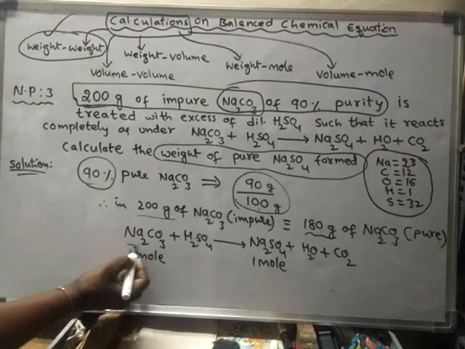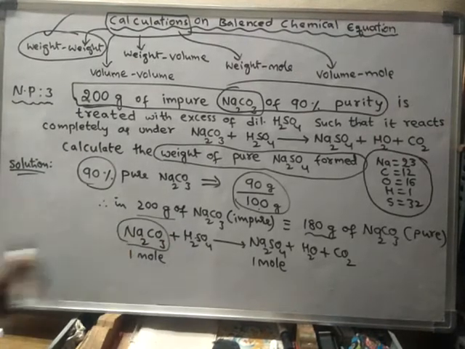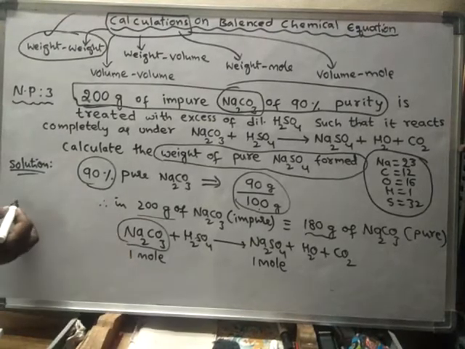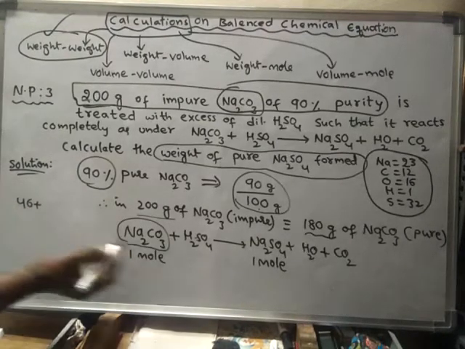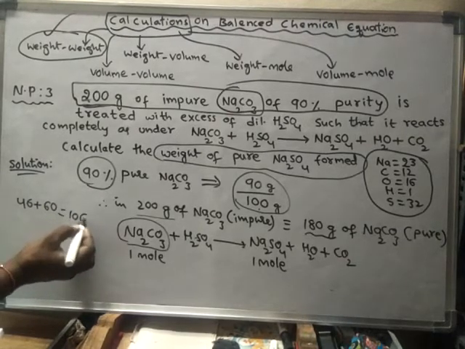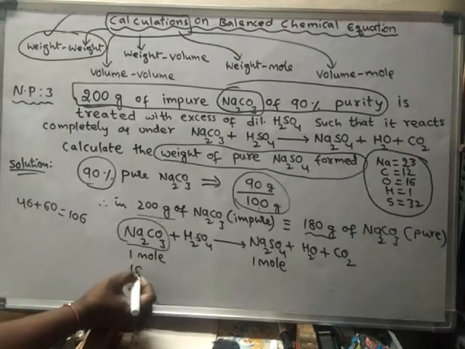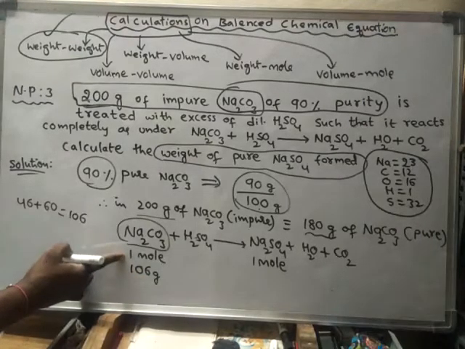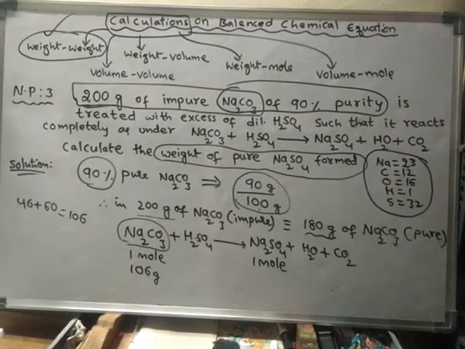So what is the mass? What is the molecular weight of 1 mole of sodium carbonate? So here 2 sodiums are there, that means 46 plus the carbonate means 60. So altogether it will be equal to 106. So in terms of moles, 1 mole of Na2CO3, its weight will be equal to 106 grams.